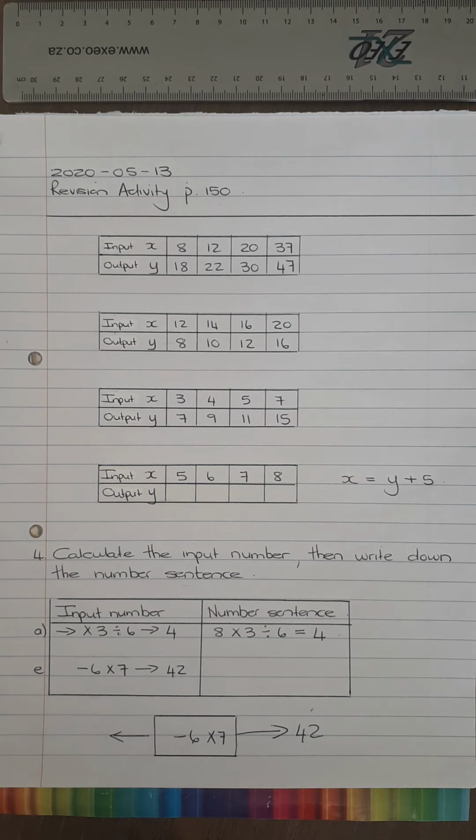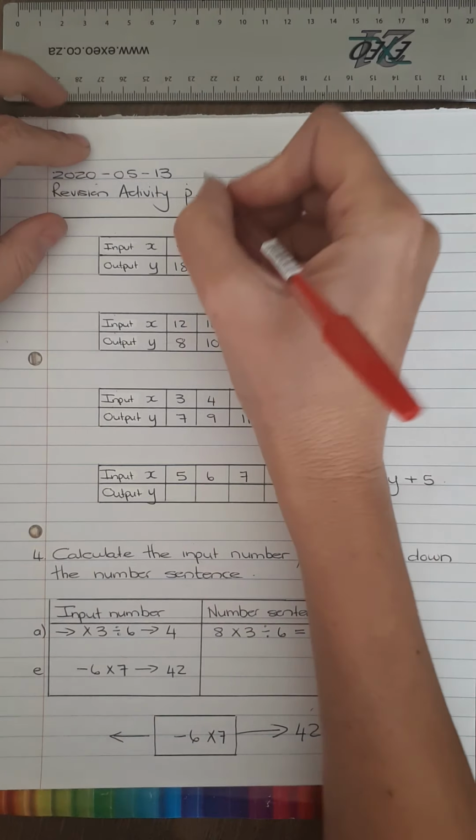Let's just go back to the tables and do a bit of revision. You are going to complete the revision activity. That's not page 150. It is actually on page 131.